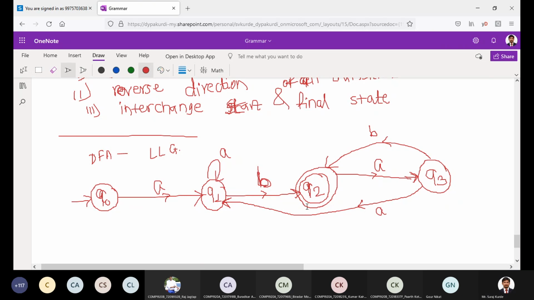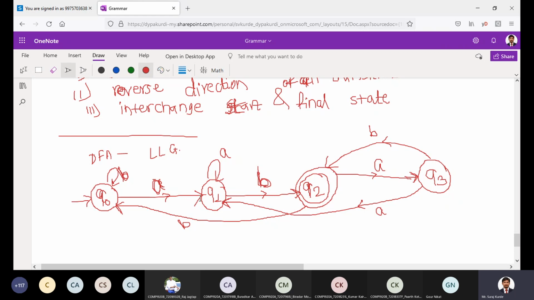Q2 on B goes back to Q0 on B. For the string to start, it should be input A. If you start with A, then only it goes to the next state. Else it remains on Q0 itself.